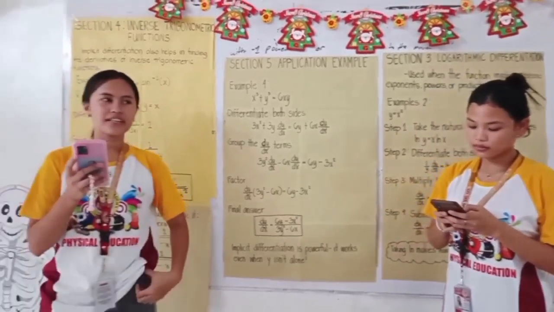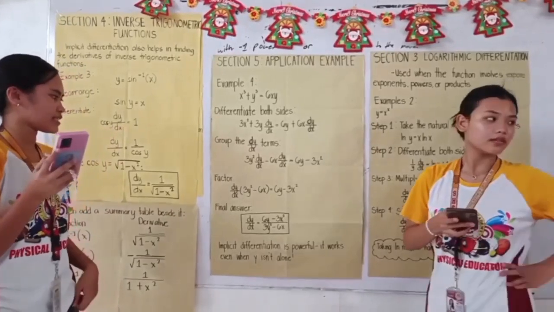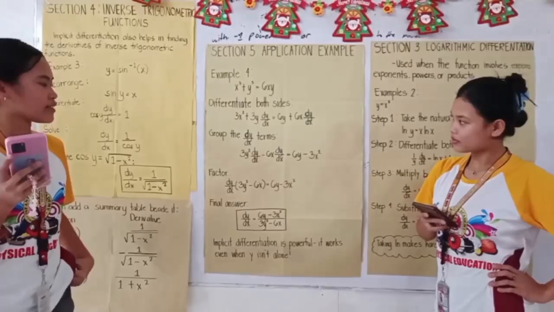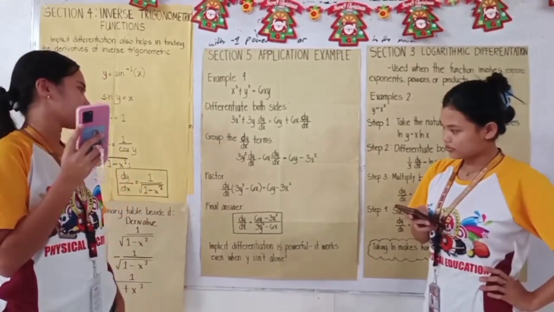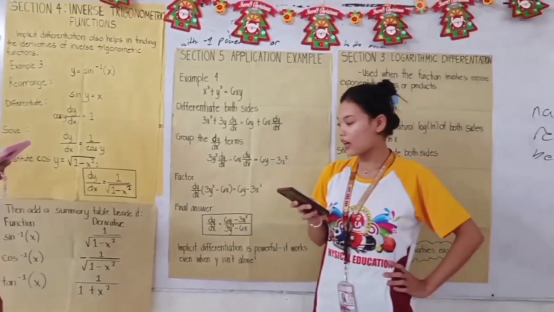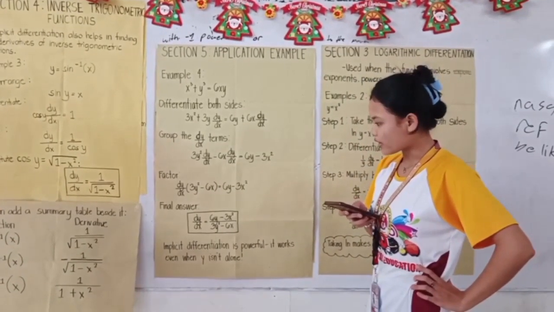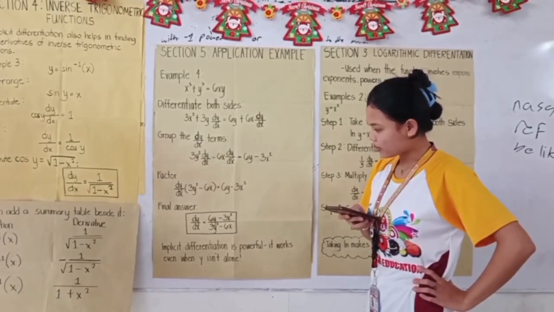And now, let's factor out dy over dx. So we have dy over dx times 3y squared minus 6x equals 6y minus 3x squared. Now we have the final answer. dy over dx is equal to 6y minus 3x squared over 3y squared minus 6x.